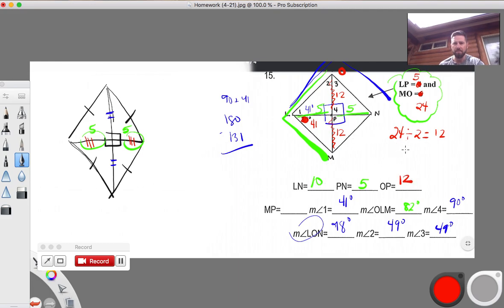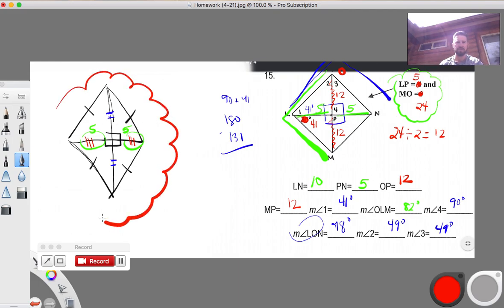And now they want what? They want from M to P. Well, what's M to P? Yeah, that's also 12. Okay, easy. Easy money, right? So all we're doing is taking our information, using the properties of a rhombus that I gave you, and then we're just going from there, plugging them in and seeing what we got. Now this wasn't really anything new as far as the properties of the different segments.